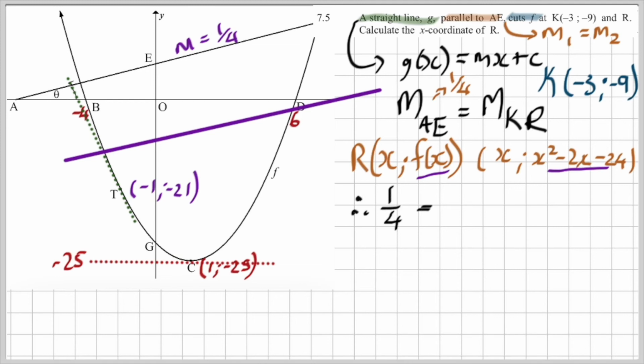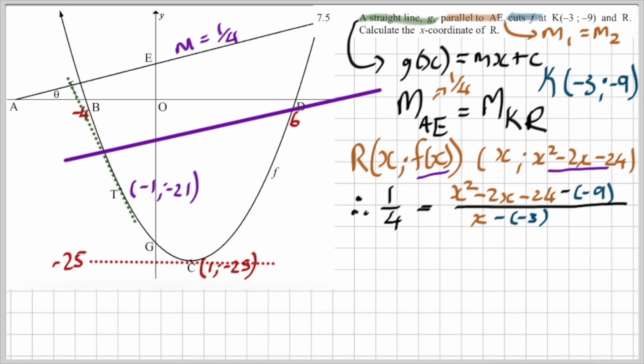So I'm going to first of all start by saying the left-hand side is a quarter, because that's the gradient of AE. But on the right-hand side, I need the gradient of KR. So I'm going to substitute literally y2, which is x squared minus 2x minus 24, minus the negative 9. And I'm going to do the same with the x values: x minus negative 3. And now I've got, I want to say basic, but now I've got a quadratic equation that I need to solve.